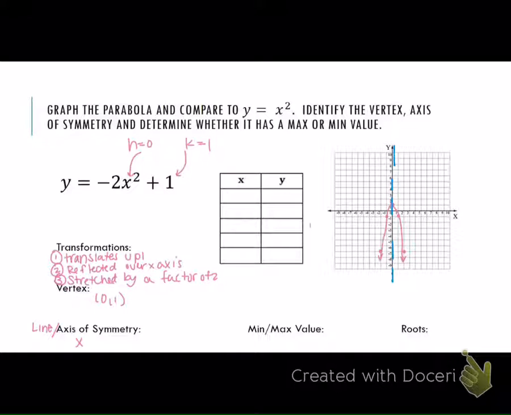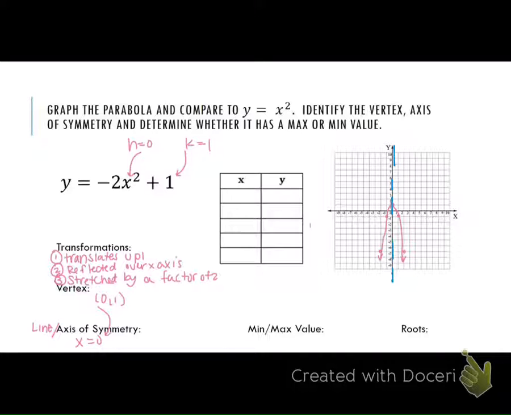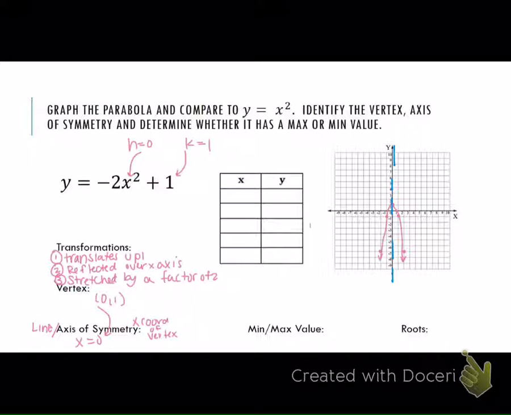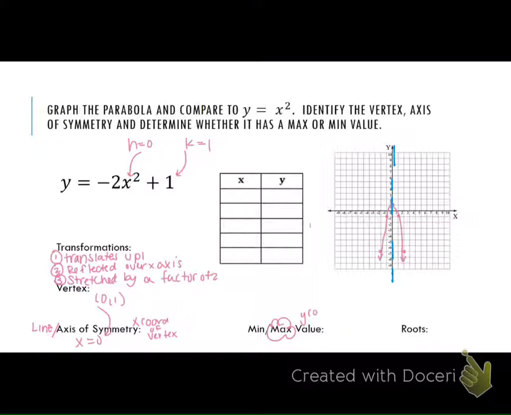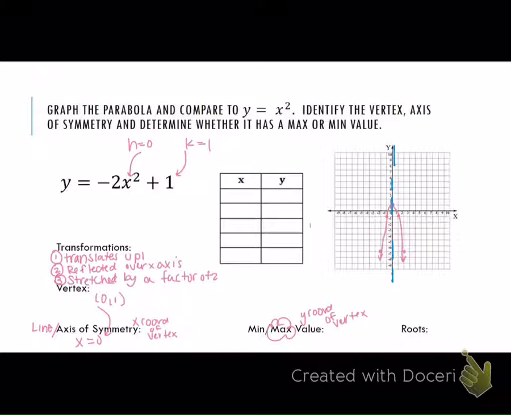All right, x equals what? What does x equal? 0. It's always the x coordinate of the vertex. What is this, a max or a min? Max, and our value is always the y coordinate of the vertex. So what is the y coordinate of the vertex? 1. So it says a height of 1, essentially.